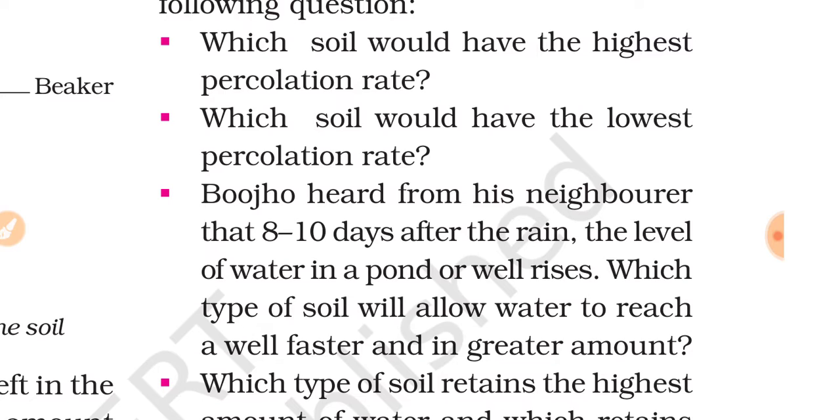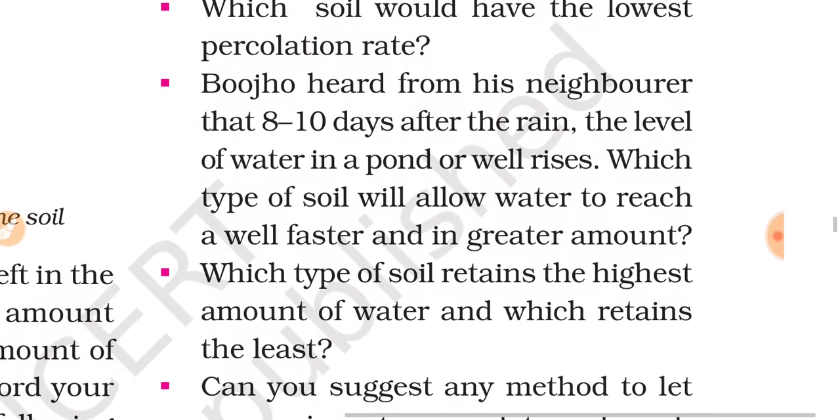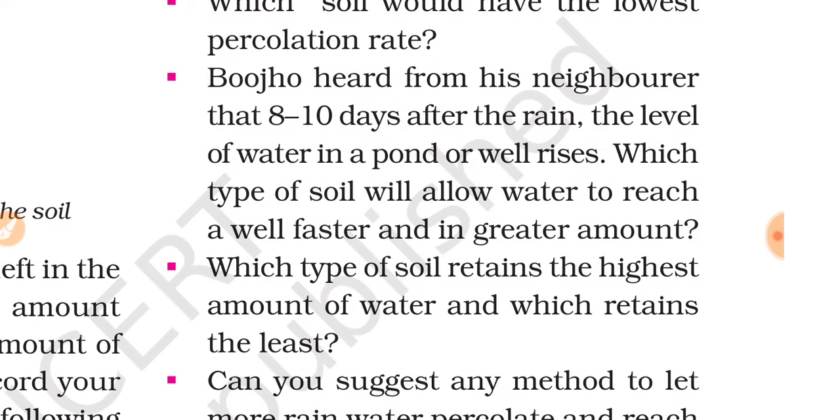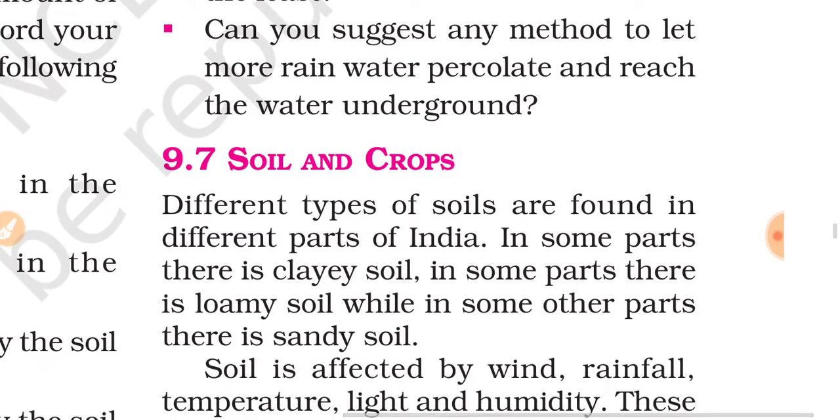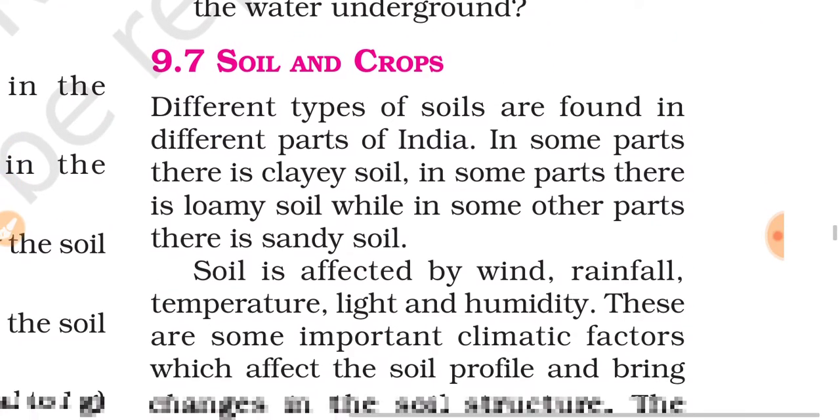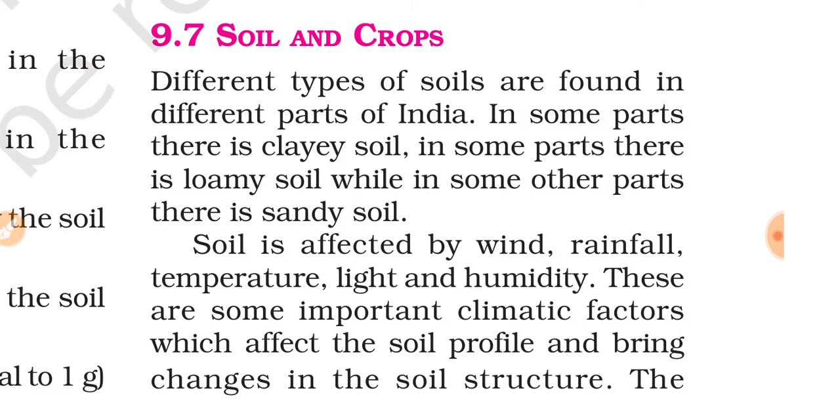Bujo heard from his neighbor that 8 to 10 days after the rain, the level of water in a pond or well rises. Which type of soil will allow water to reach a well faster and in greater amount? Which type of soil retains the highest amount of water and which retains the least? Can you suggest any method to let more rainwater percolate and reach the water underground? Okay, so mainly clay soil is the answer.